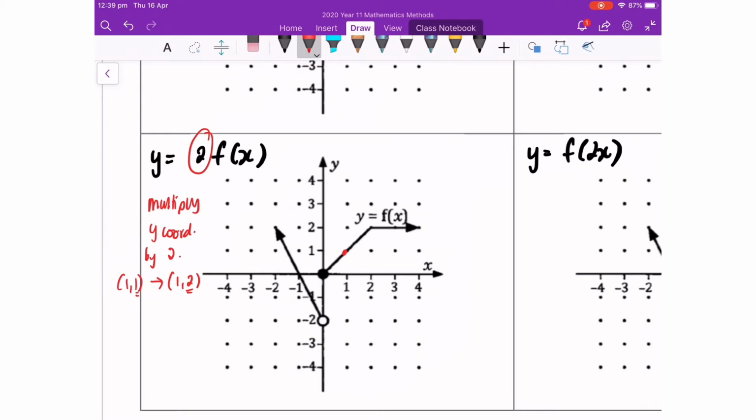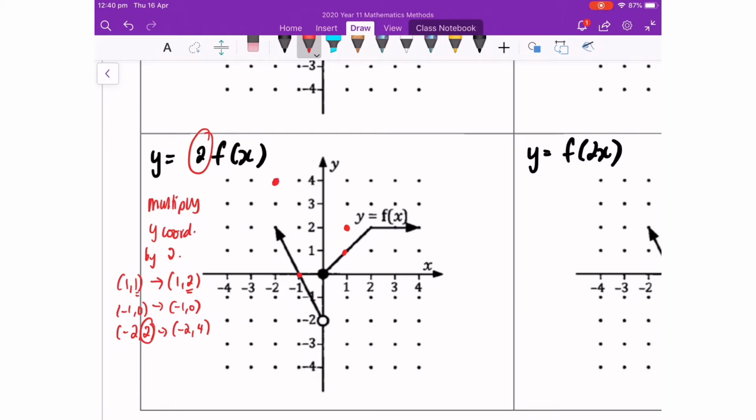Let me plot that point now. Let's do another coordinate, for example (-1, 0). This one is going to become (-1, 0), so that doesn't have any change. It's going to stay the same. Now, let's look at another one. For example, (-2, 2). Now, 2 times 2 is 4, so it's becoming (-2, 4). So that means it's going to be up here.